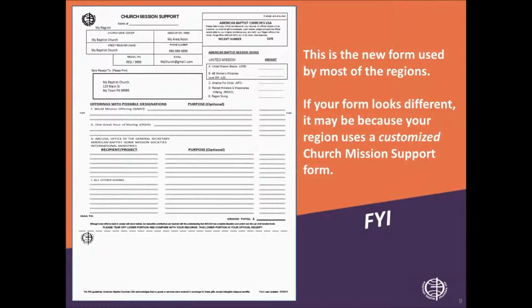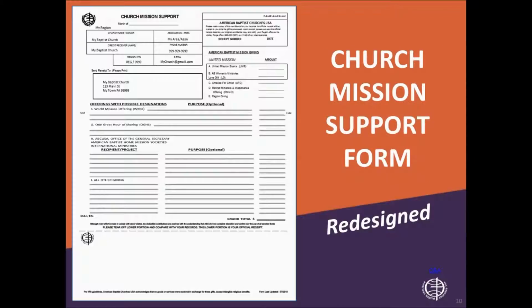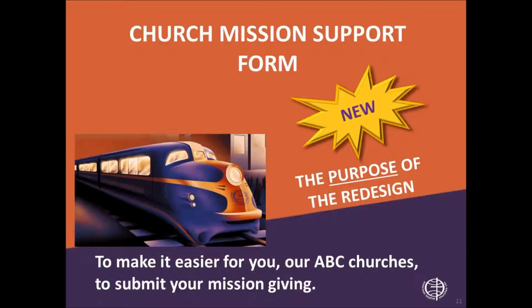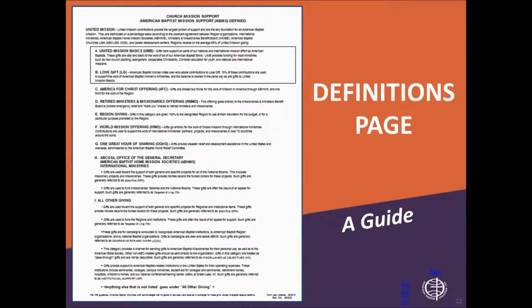As an FYI, we want to say that this form is used by most of the regions. But if the form that you receive at your church looks different, it may be because your region is using a customized church mission support form. We have redesigned this form, and the redesign took place in January 2016. The new redesign has a single purpose. It's to make it easier for you, our ABC churches, to submit your mission giving. That's the only reason that this form was redone. We also have a definitions page which walks you through all of the different categories. It's to be used as a guide.